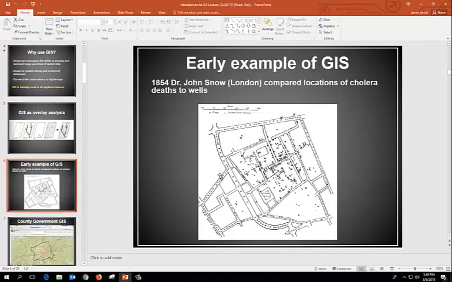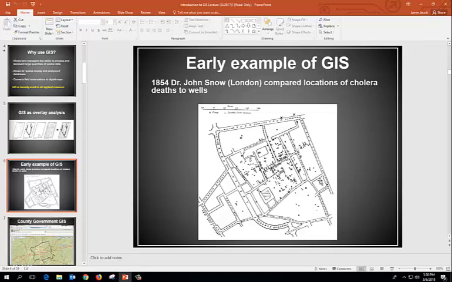And so here's that early example of GIS. You've probably heard about this one before, but Dr. John Snow in London was having some real problems with cholera epidemics and lots of deaths. Somehow he got it in his head that they might be associated with the well water. Nobody really identified cholera as something that could be associated with germs, because nobody really knew anything about germs back in those days.